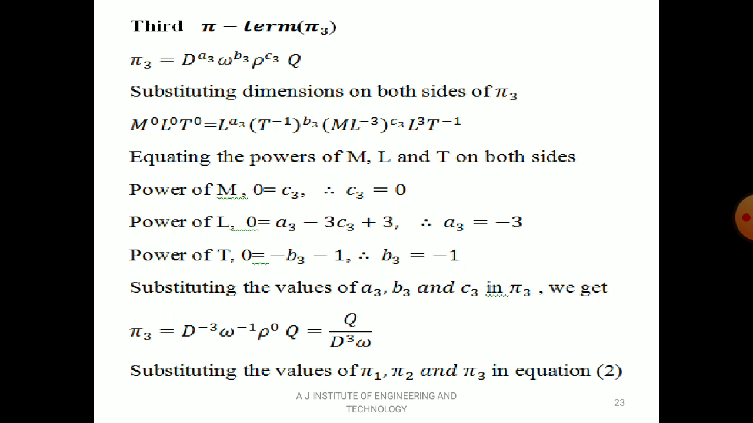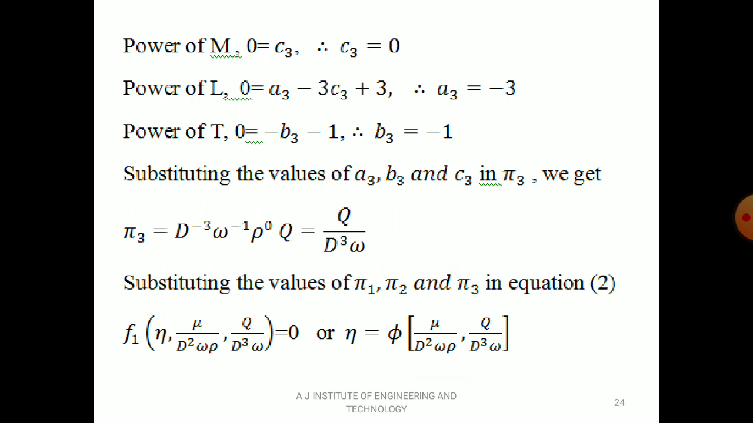Now substituting the values of a3, b3, c3 in pi 3, we get pi 3 equal to d to the power minus 3, omega to the power minus 1, rho to the power 0 into q. So rearrange: q is in the numerator, rho to the power 0 is 1, so you can neglect it, and we get q divided by d cube omega, that is the third dimensionless term or pi term. So now we can substitute the values of pi 1, pi 2, pi 3 in equation 2. That is f of pi 1, pi 2, pi 3 equal to 0.